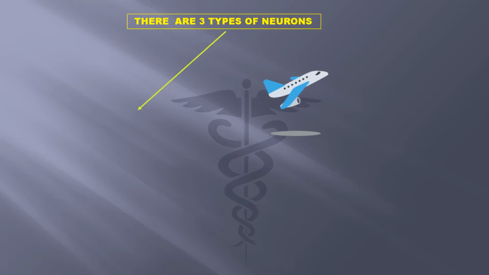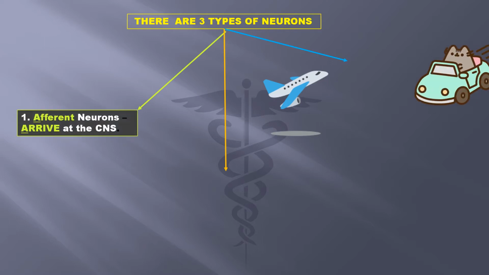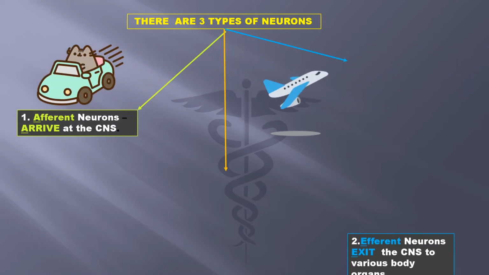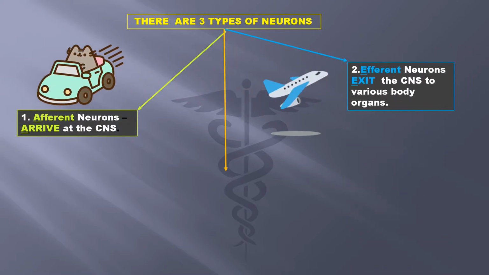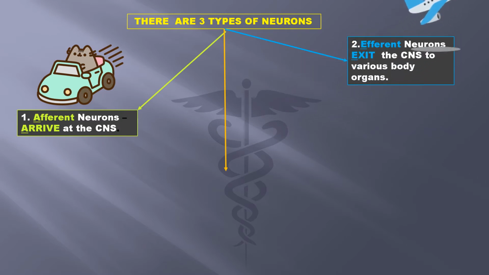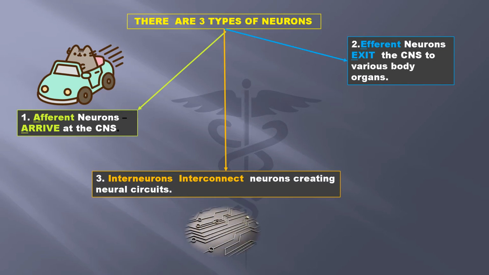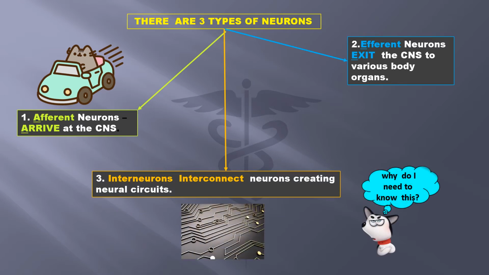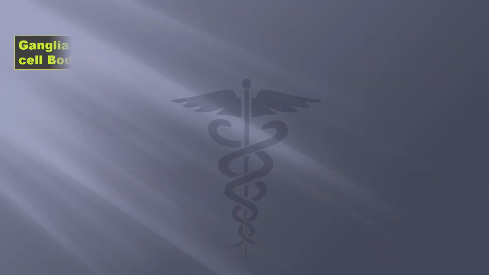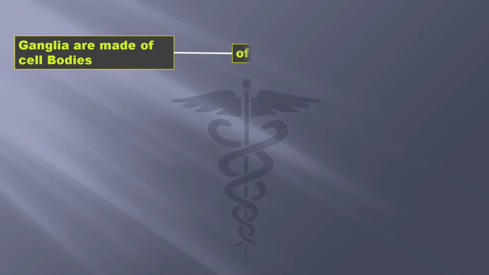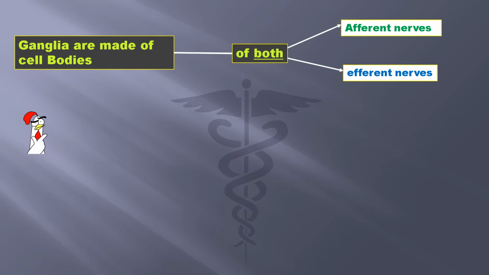There are 3 types of neurons. Afferent neurons which arrive at the central nervous system, efferent neurons that exit the central nervous system and go to different organs in the body, and interneurons which interconnect neurons, creating neural circuits. Why do I need to know this? Well, because ganglia are made of cell bodies of both afferent nerves and efferent nerves.